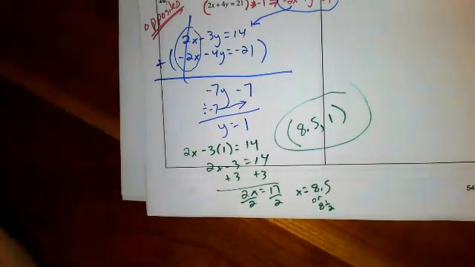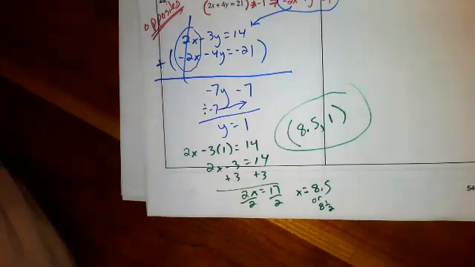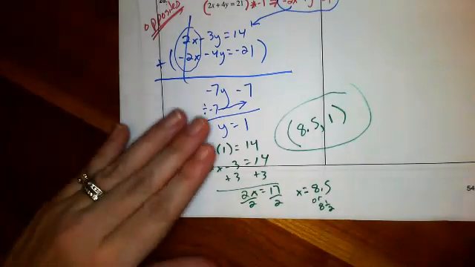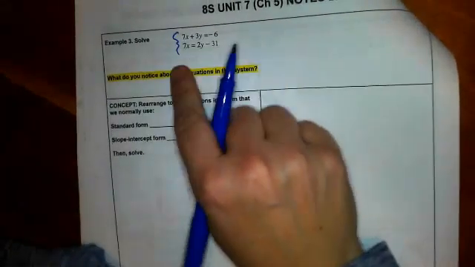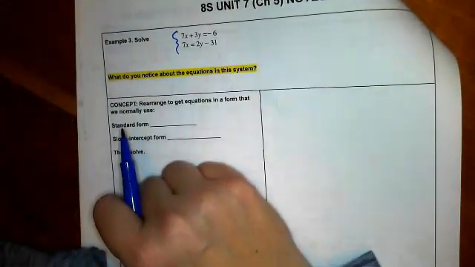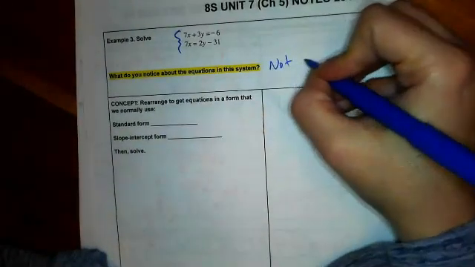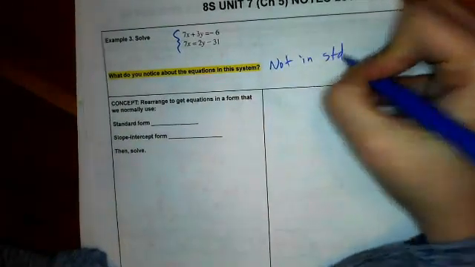Okay, last kind of type, if you will. Let's turn to page 55. Okay, we have one more type of problem to do. System, fancy bracket. Now, look at this. We're not in standard form. We're not in slope-intercept, so not in standard form.